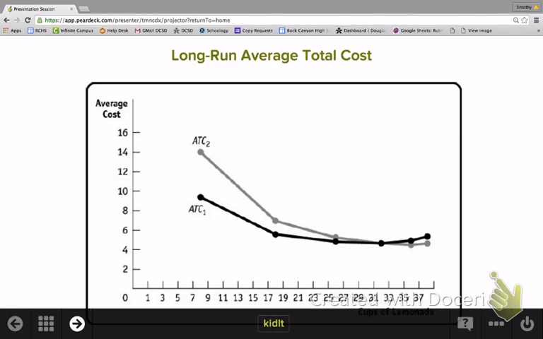Now, economists often label the horizontal axis as plant size to signify that along the long-run average total cost curve, it's not really daily output that is fluctuating in the short run. It is long-run production capacity that is changing as the firm is expanding or contracting the fixed inputs.